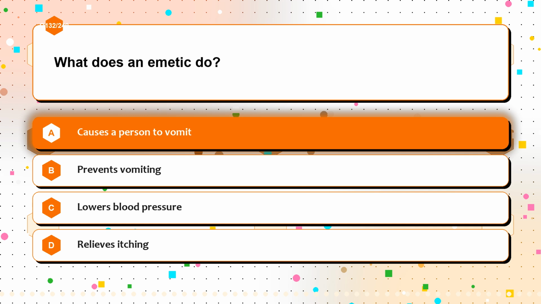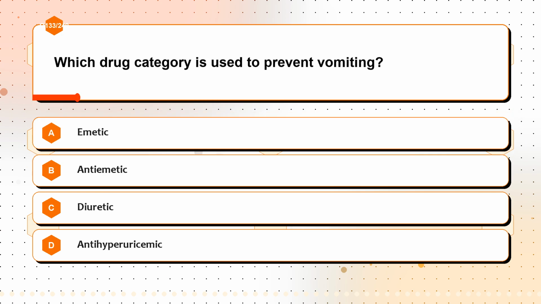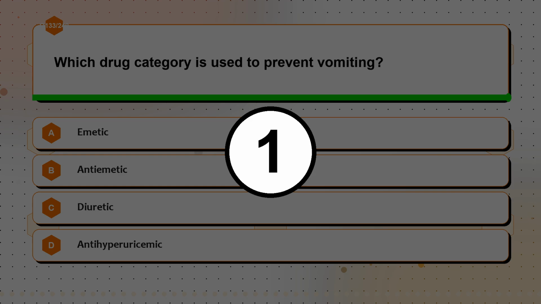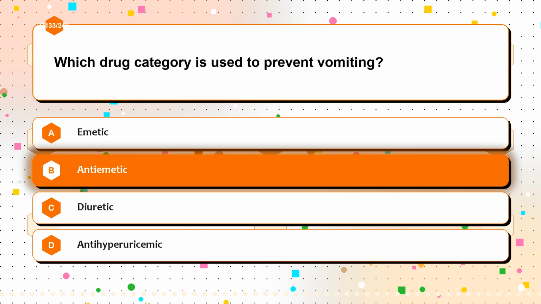The correct answer is option A, causes a person to vomit. Question 133. Which drug category is used to prevent vomiting? Here are the options. Option A, emetic. Option B, antiemetic. Option C, diuretic. Option D, antihyperglycemic. The correct answer is option B, antiemetic.